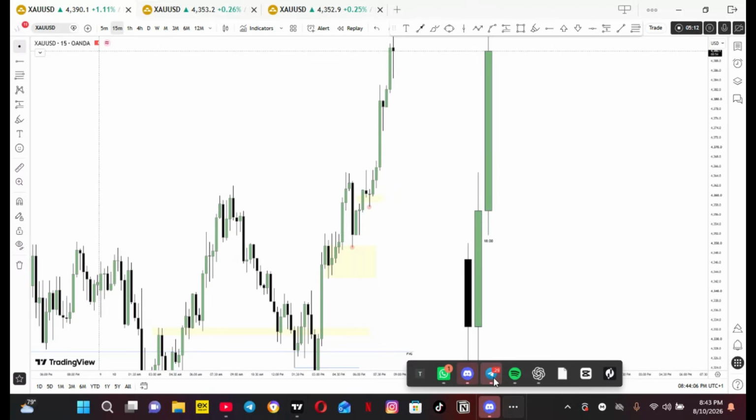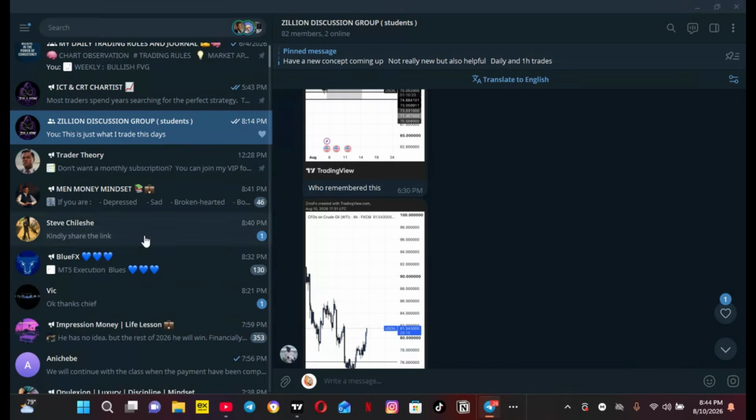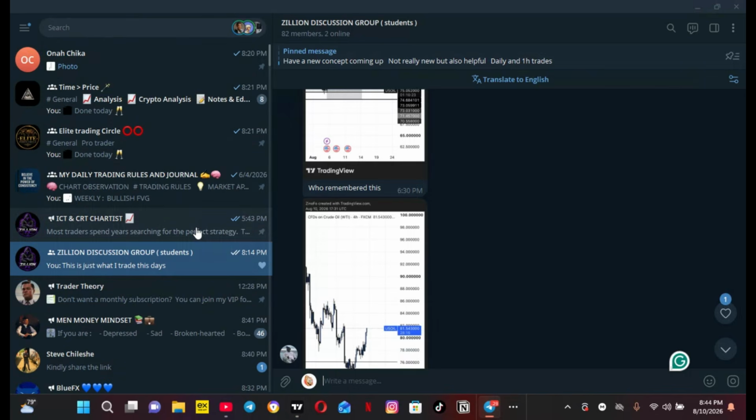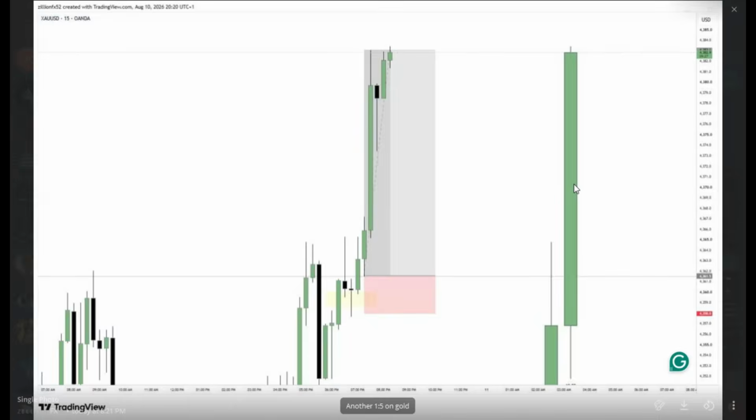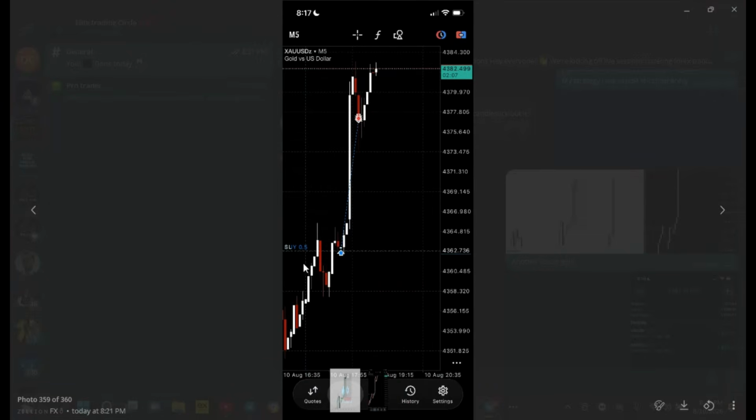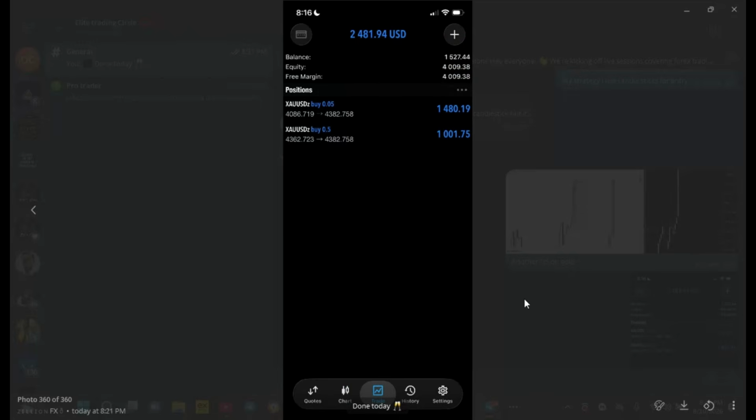I think I shared the trade somewhere here. I have a screenshot of the trade. Hold on. So look at this. This was when I took the entry from here. This was the MT5 trade. I made the entry from here to this level, and this was the result.